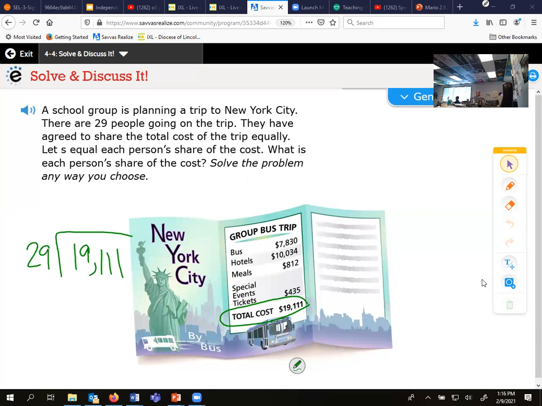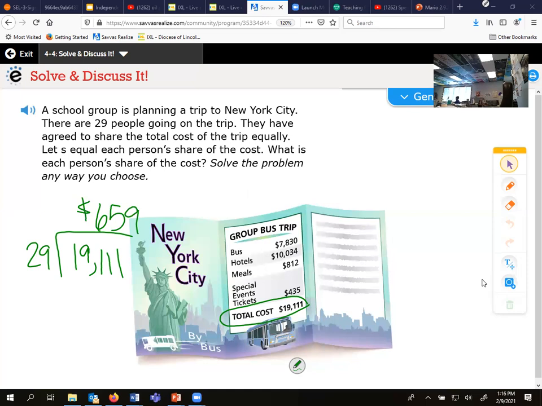And so when you said you had it figured out, what did you get? Josie. Yes, that's right. It should come out evenly. Each person pays $659 to go on this trip, which could be a good deal.